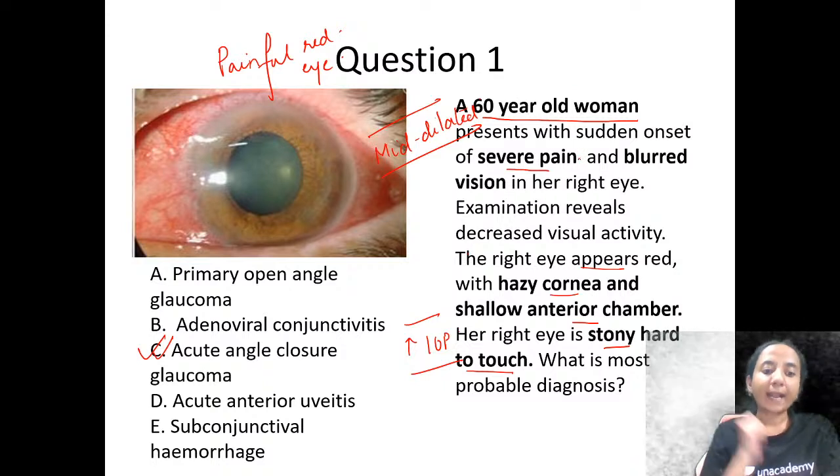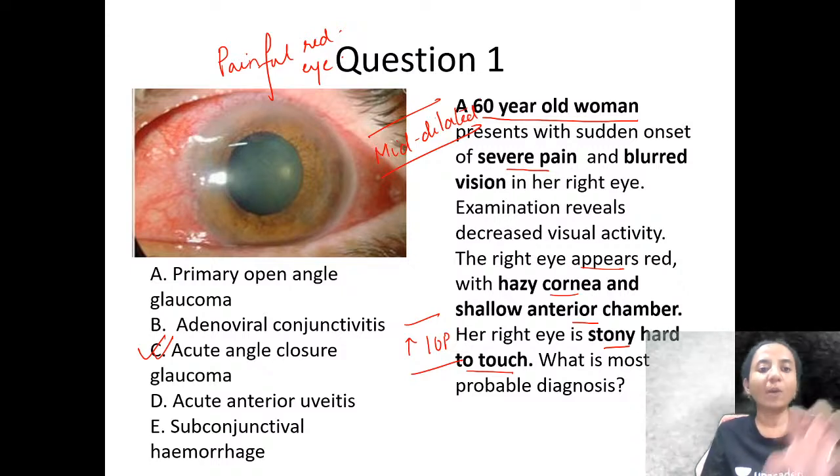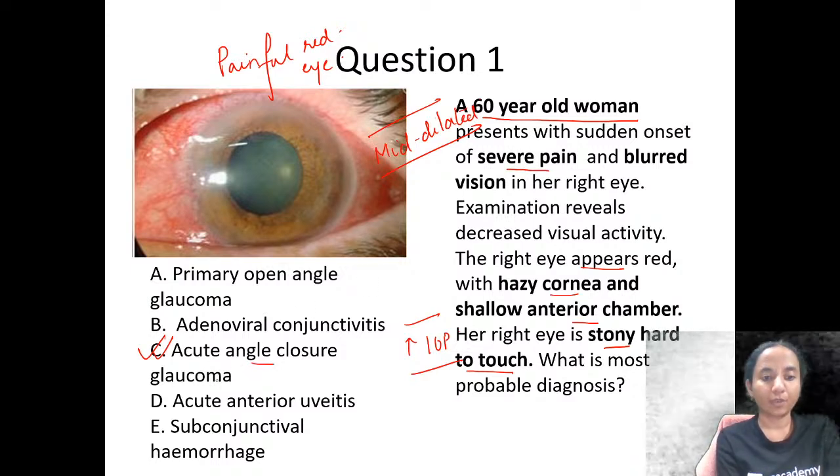Because this attack of acute angle closure is actually precipitated by mydriasis. So it is often precipitated in dim light, in darkness. That is when we get this attack of acute angle closure, and you have this kind of a mid-dilated and fixed pupil. That is also another important point in the question. So all this tells us that this is an acute angle closure.